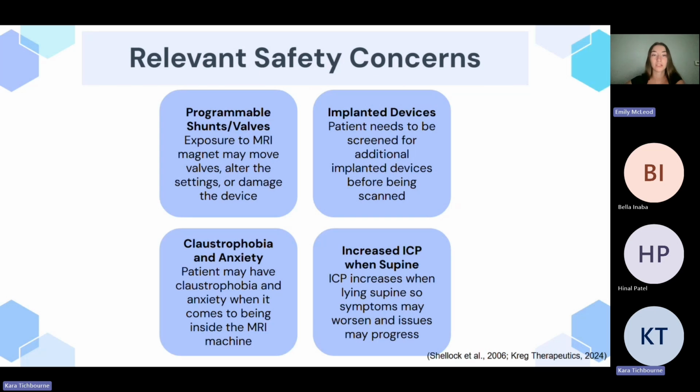Some patients may experience claustrophobia or anxiety while inside the MRI machine, so reassurance or sedation may be needed in some cases. And finally, lying supine during the scan can increase intracranial pressure, so patients should be monitored for worsening symptoms such as nausea and vomiting, especially if they already have increased intracranial pressure.